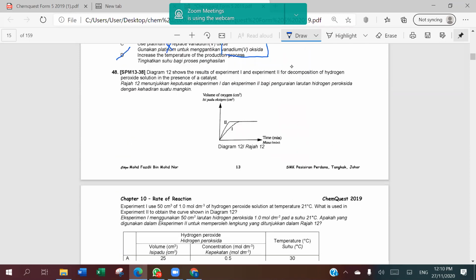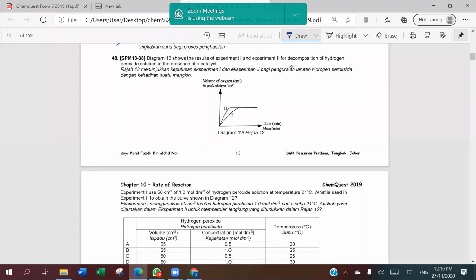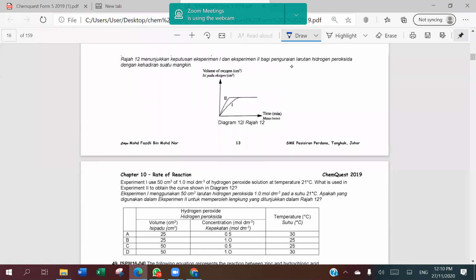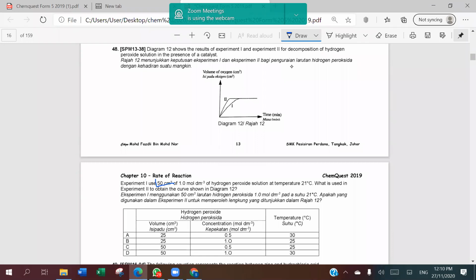Okay, let's go to 48. I have got 2 experiments, for the decomposition of hydrogen peroxide in the presence of a catalyst. One is using 50 centimeter cube, 1.0 mole per decimeter cube. The temperature is 21 degrees Celsius.